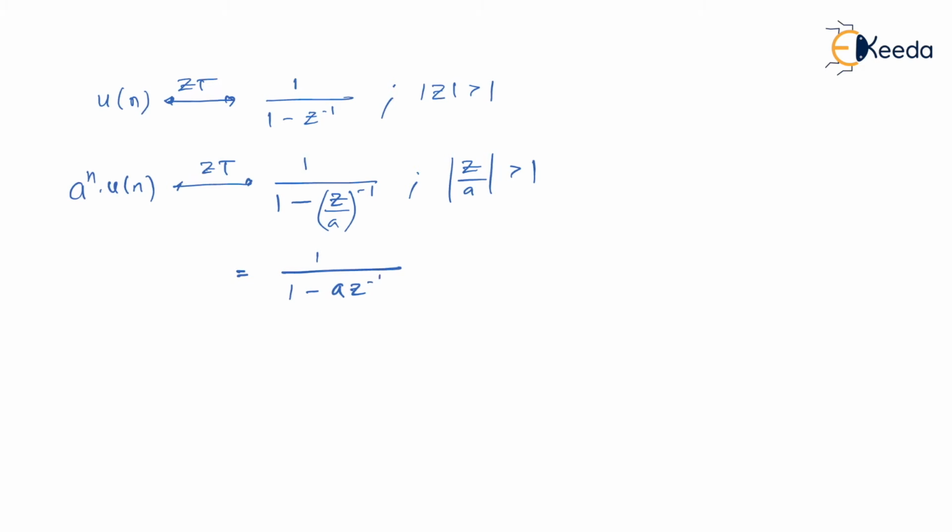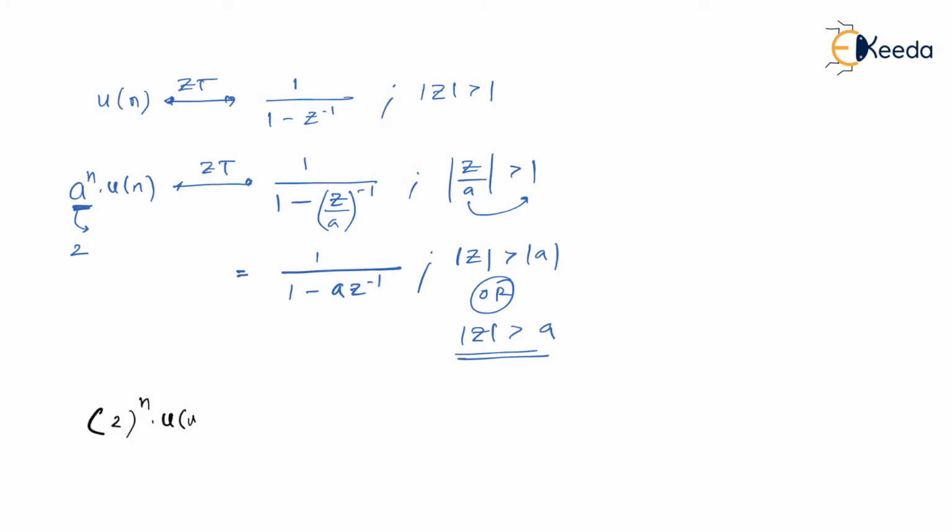So 1 minus a z inverse, where mod of z, this a is shifted to the right hand side, it is mod of a, or you can just simply write mod of z greater than a. So in our case, the value of a was equal to what? 2. Am I right? Now let me write the nature of the signal. It is 2 to the power n u of n.